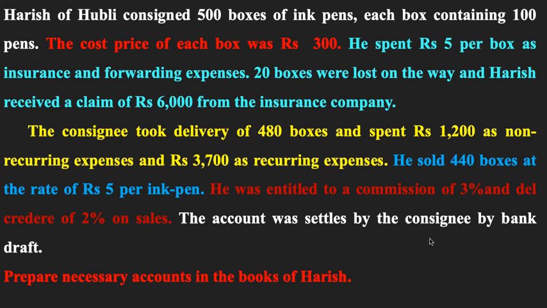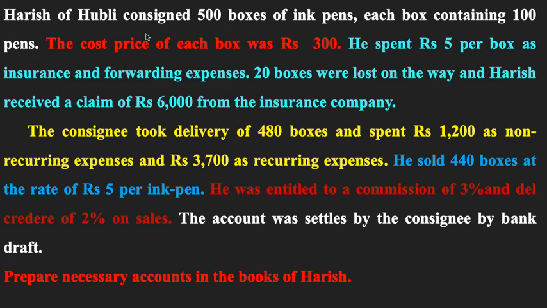The account was settled by the consignee by bank draft. So the account was settled at the end by the bank draft, and what we have to do here? We have to prepare the necessary accounts in the books of Harish. The different accounts that we can create here in the books of Harish, who is the consignor, are: first the consignment account, second the goods sent on consignment account, third the consignees account, the consignment stock account, and then at the end the abnormal loss account.